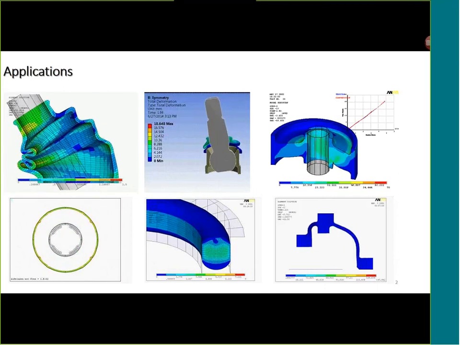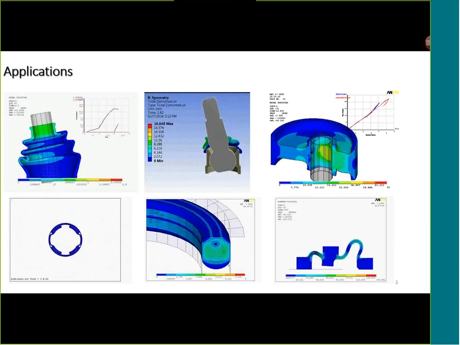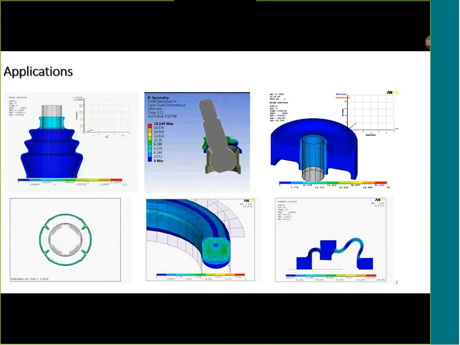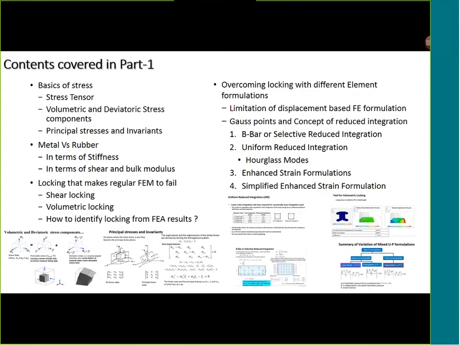I deeply thank you all for taking your time in attending this 2-hour webinar on material modeling aspects of elastomeric components and some aspects of metals. In Part 1, we covered various aspects like basics of stresses, the importance of volumetric and deviatoric components, and also we discussed the invariants, different locking mechanisms, and different element formulations which one needs to know when planning to analyze elastomeric components or incompressible materials.